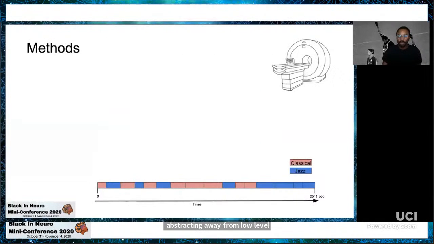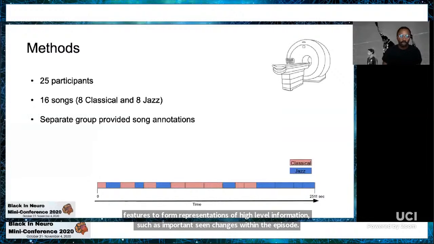To address this, I designed an fMRI study where I had 25 participants listen to 16 songs, 8 of which were classical and 8 that were jazz. And then we had a separate group of behavioral participants listen to each of the songs and were told to press a space bar anytime they felt a meaningful change occurred within the song. From this, we were able to derive a set of event boundaries for each individual song.